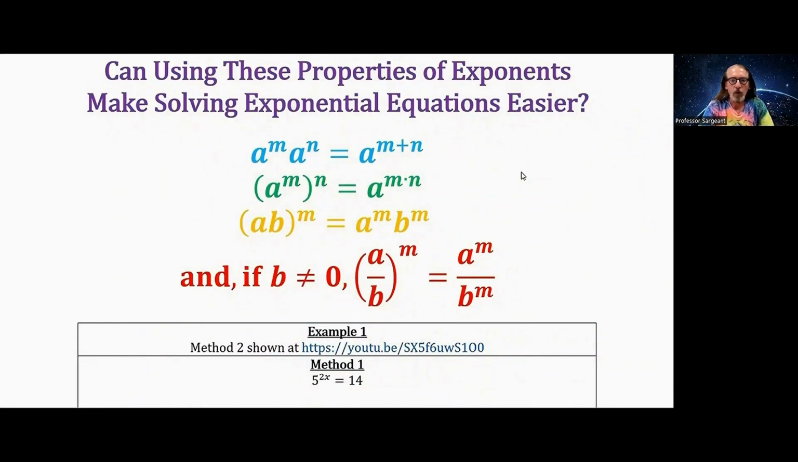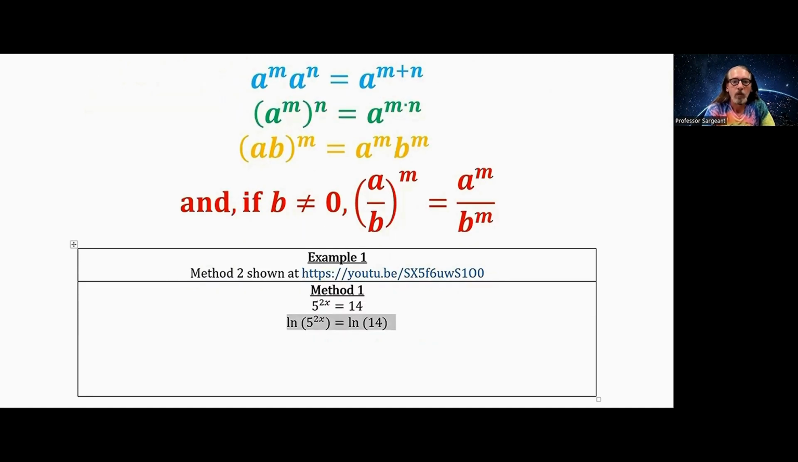Okay, so applying method one to example one. First, we are going to take the natural log of both sides because the only place where the variable is in an exponent is isolated. Here's what we get when we take the natural log of both sides. And next we are going to apply the power rule for logarithms, which will allow us to bring the exponent 2x out to the front as a multiple of that logarithm.